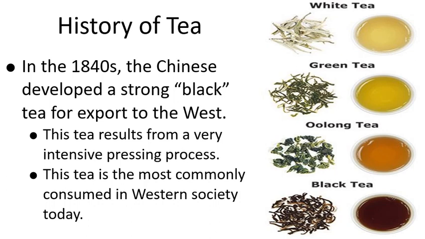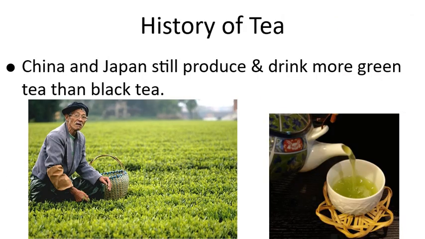I've shown here an image comparing a variety of different types of tea leaves and the resulting brew. As we move from top to bottom, the leaves undergo additional pressing and chemical reactions that allow the development of flavors and the transformation of some of the less pleasant flavorful compounds into more pleasant ones. China and Japan still produce and drink more green tea than black tea, much the same as would have been common hundreds of years ago.